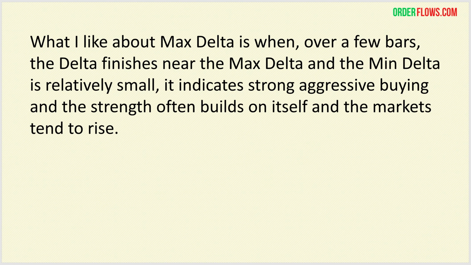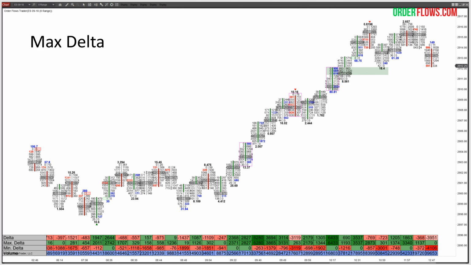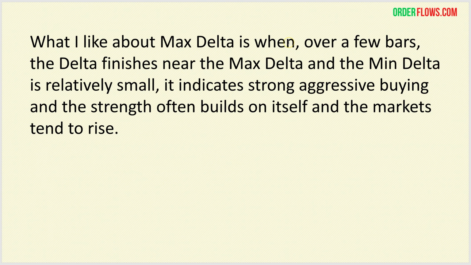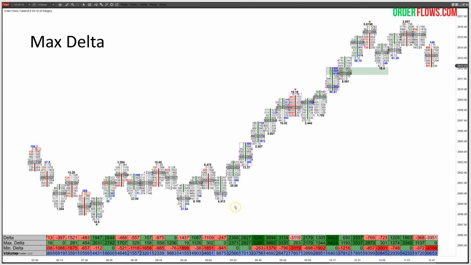And what I like about max delta is when over a few bars the delta finishes near the max delta and the min delta is relatively small, like this, 0, 0, that's your min delta. It's basically telling me that strong aggressive buying is occurring in the market, and the strength often builds on itself and the markets tend to rise. What's happening is people are watching, these algos, these machines out there are seeing that, oh my God, all these offers are being lifted. And then it just sort of manifests and feeds on itself, and the market goes higher.